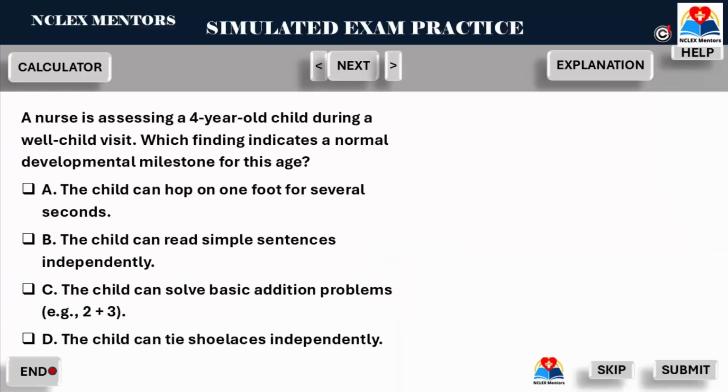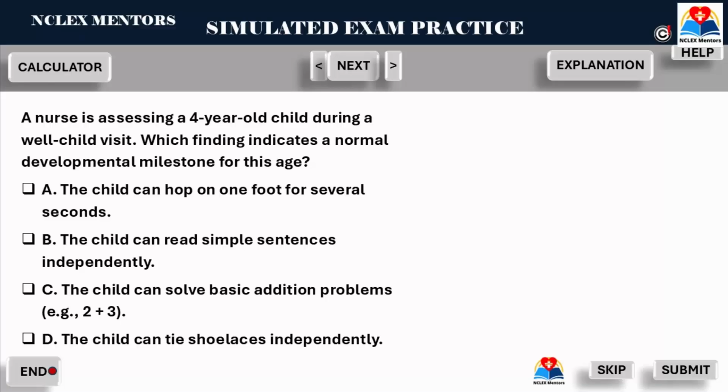All right, let's take a little trip into pediatrics. Picture this. You're a nurse assessing a 4-year-old child during a well-child visit. Everything seems calm. The kid is playful, maybe even a little shy, but mom or dad is there by their side. Now here comes your clinical judgment moment.